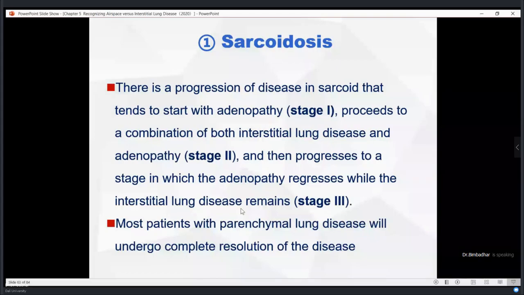I can say that if I find a hilar lymphadenopathy, I mark it as stage 1. And if I have a combination of adenopathy along with interstitial lung disease patterns, particularly a reticulonodular pattern, I call it stage 2.